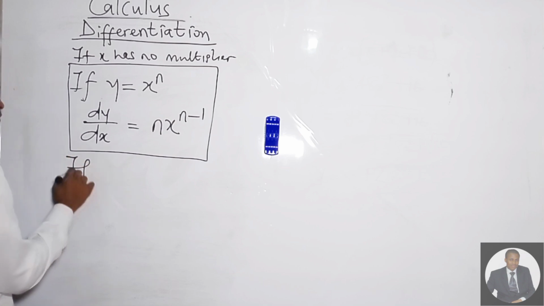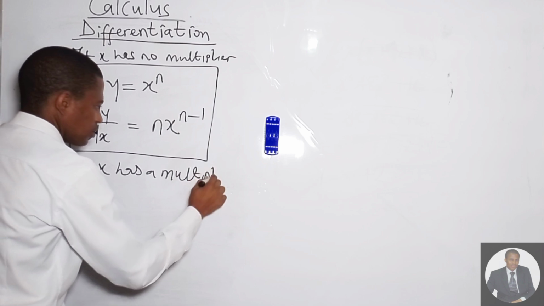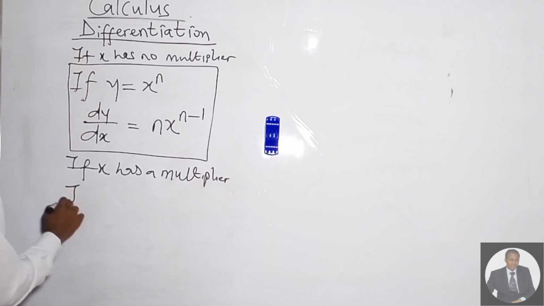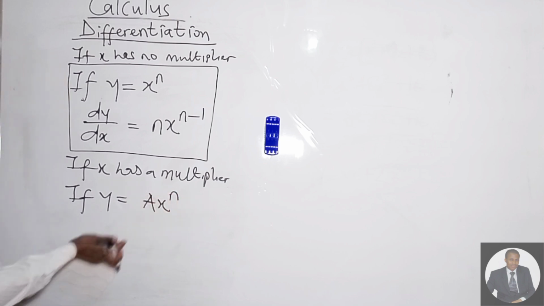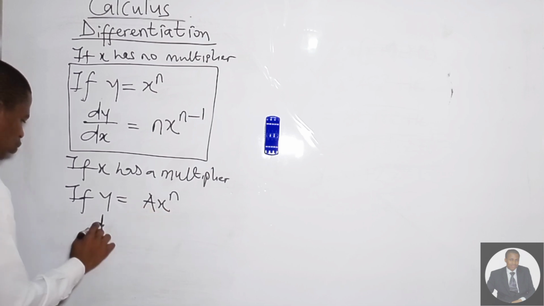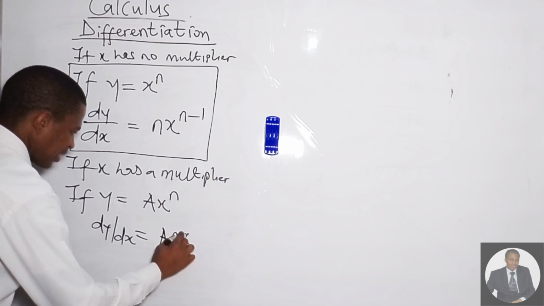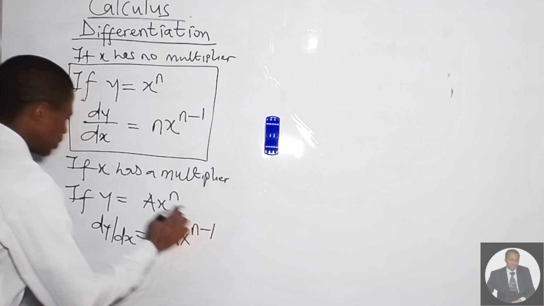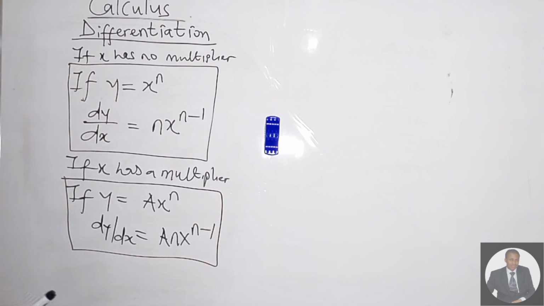But if x has a multiplier, a coefficient, let's say y equals ax raised to the power n, whereby a becomes a multiplier or coefficient of x, then dy/dx will be anx raised to the power n minus 1. So these two formulas are what is going to guide us in differentiation of polynomials generally.